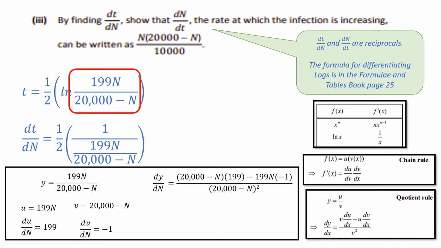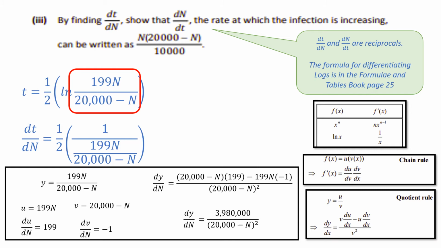When I work that out using my quotient rule formula, this is what I get. Okay, so that is v. It's meant to be du dx, but we have v du dn minus u dv dn all over v squared. I'm going to tidy that up, multiply it out. I'll have 20,000 by 199.